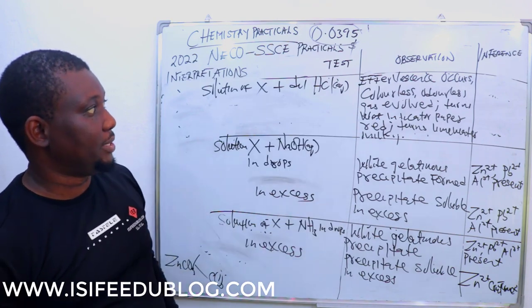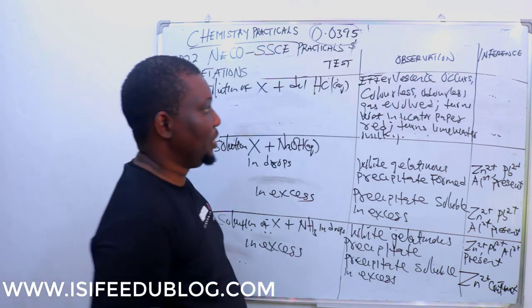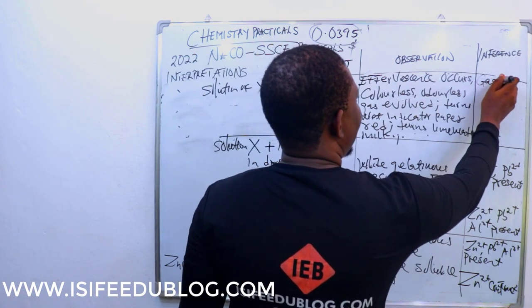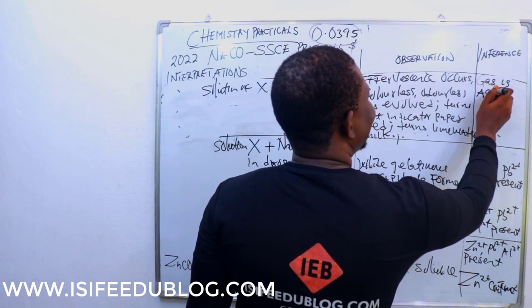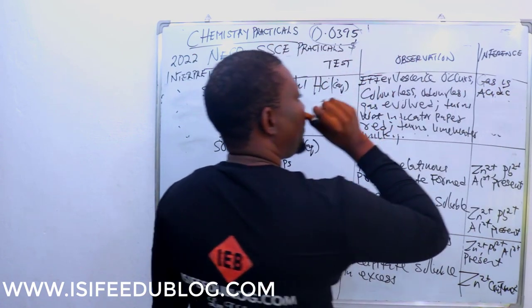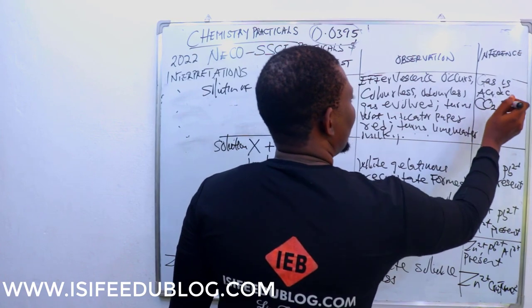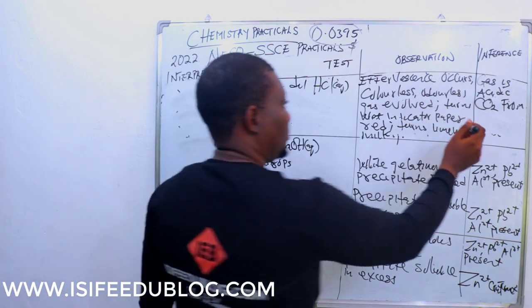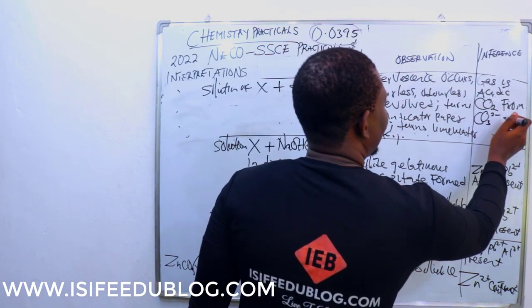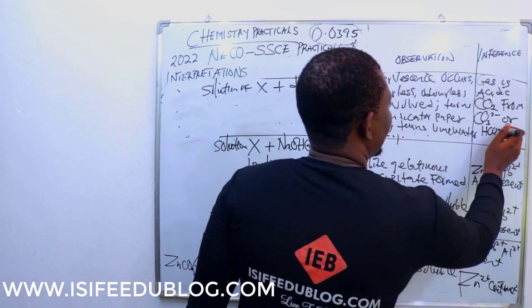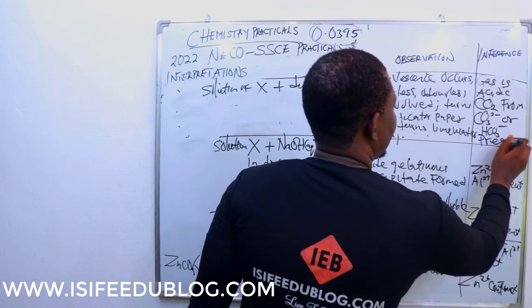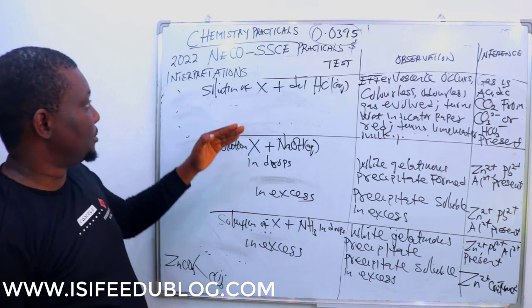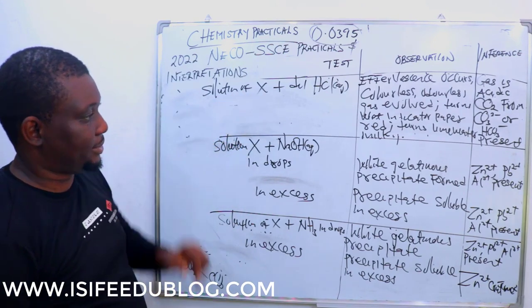So now, coming to the inference, what do you infer? We already know this. You will infer that first of all, the gas is acidic. That's 1 point. CO2 cannot come from anywhere else; it can't come from a specific source other than CO3 2 minus or HCO3 minus present. That's what you do in that aspect. That is what you do for X.